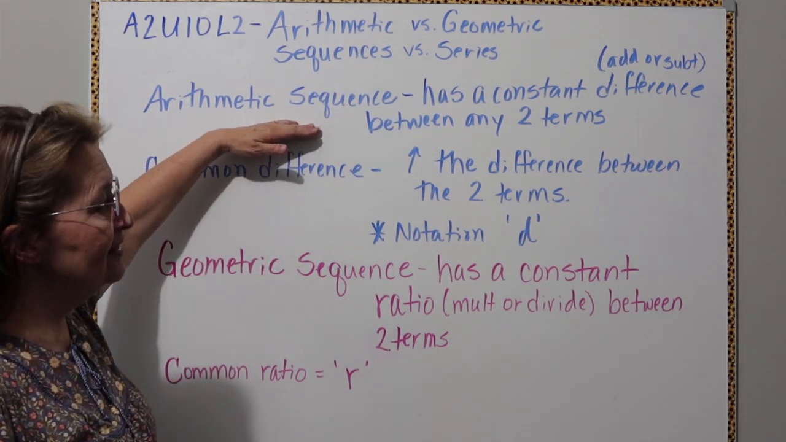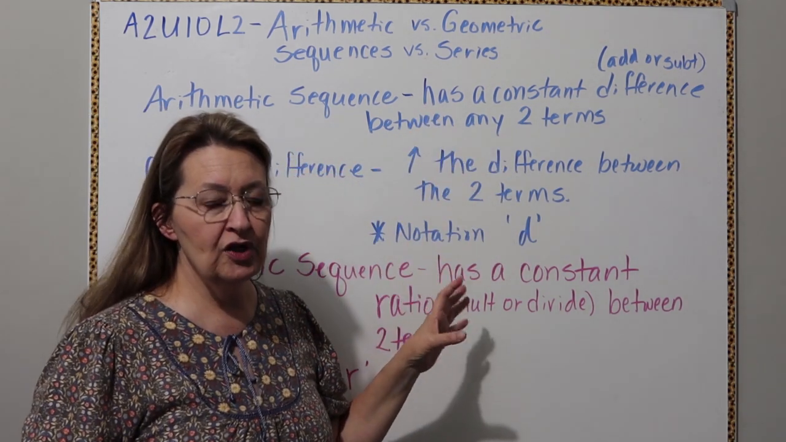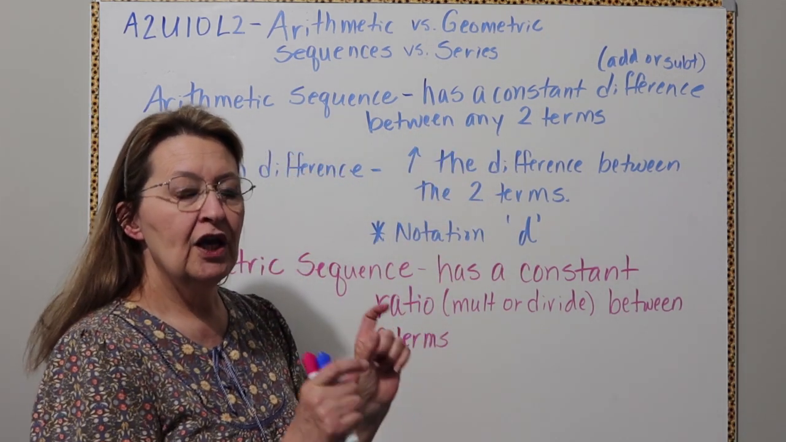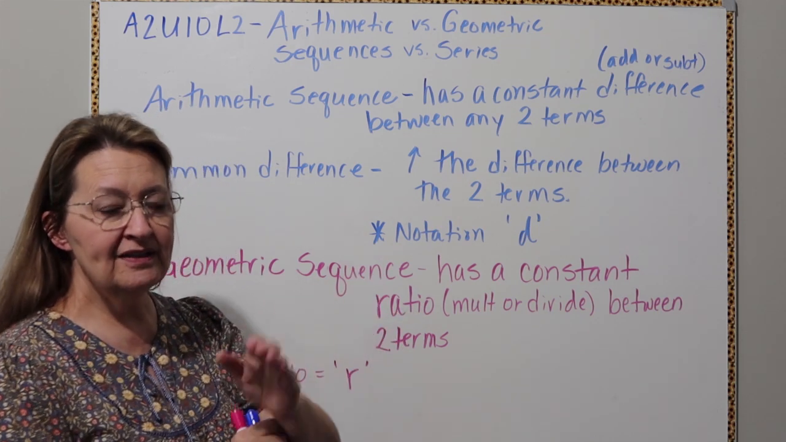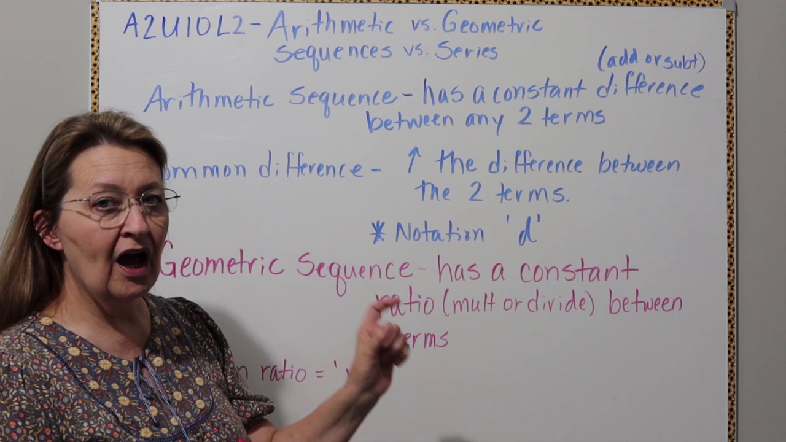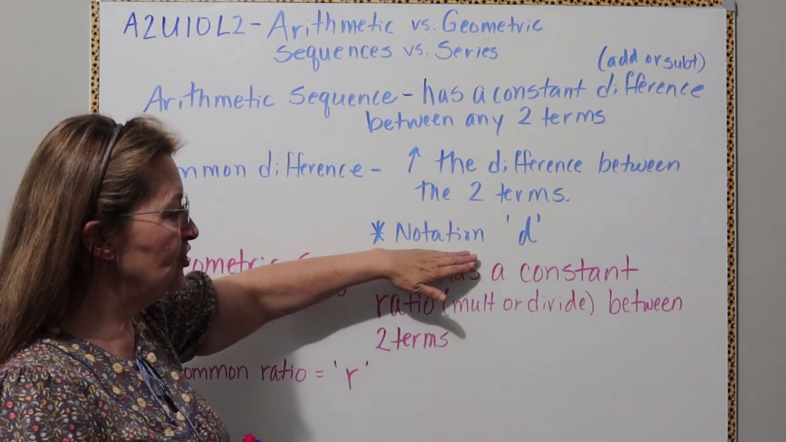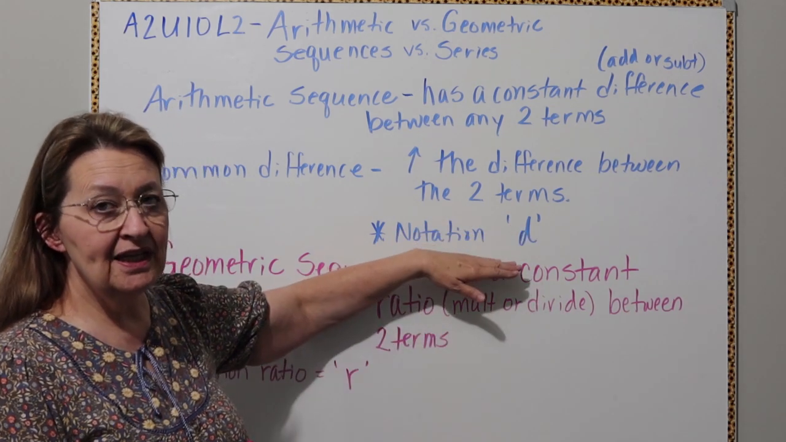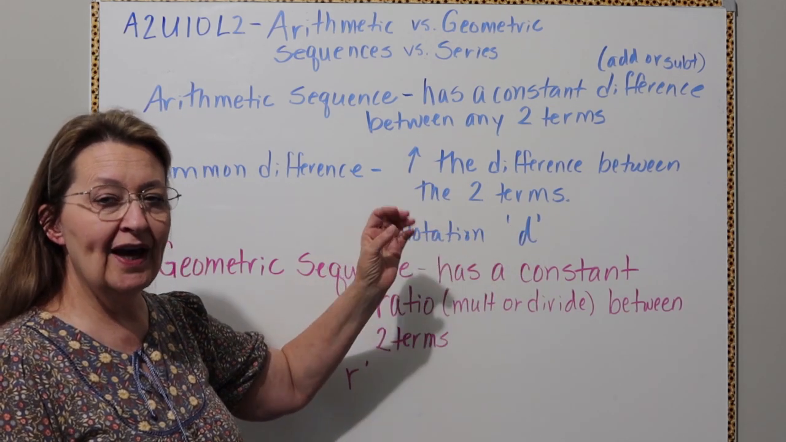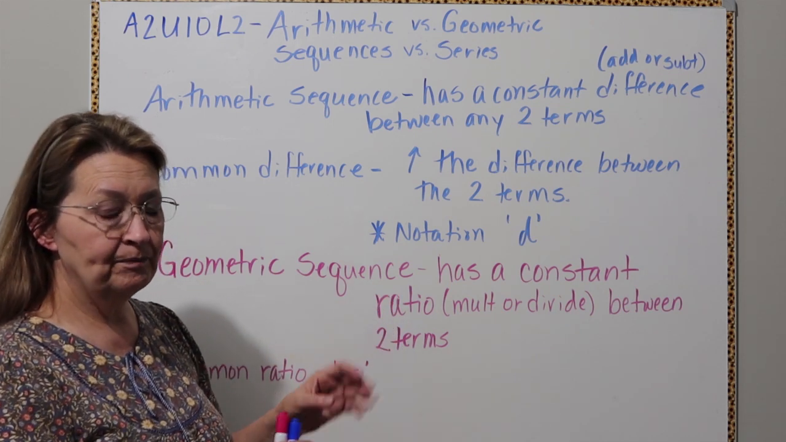An arithmetic sequence has a constant difference between any two terms. So if you look at any two terms, you can add or subtract each pair and you'll get the same number. There's a common difference. This common difference is notated with a D. When we get to formulas, you're going to have a D in there, and that refers to the difference. If you add or subtract the two terms, you get the same number.